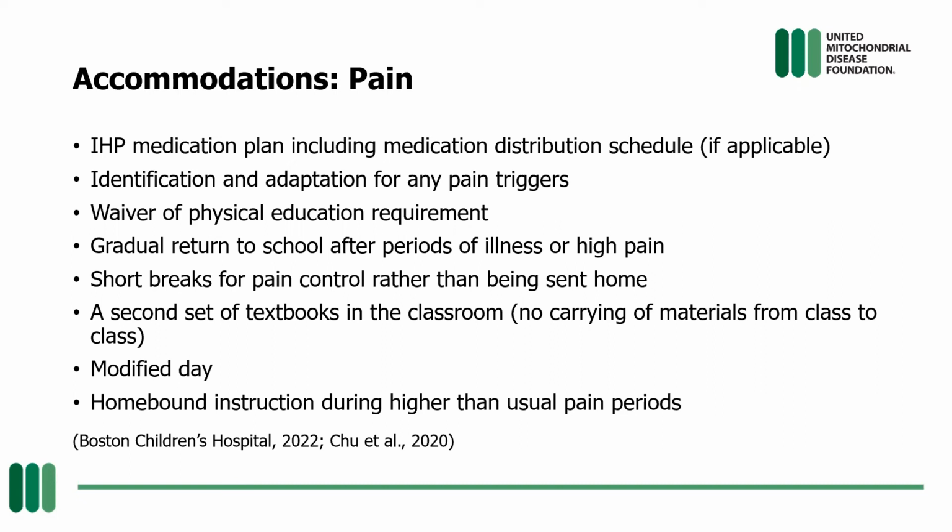So, a gradual return to school after periods of illness or high pain. I call this a fade. So you have a 6-hour school day. It might be that after a period of high pain, we go back for half a day. Or sometimes we can go back 2 hours and then we ease into that full day.